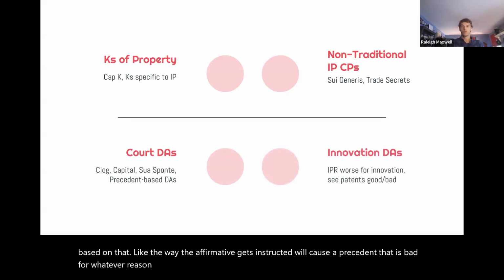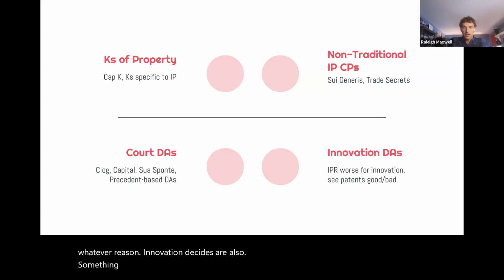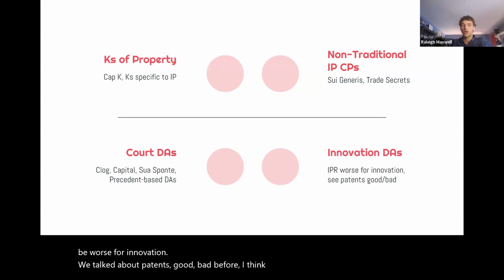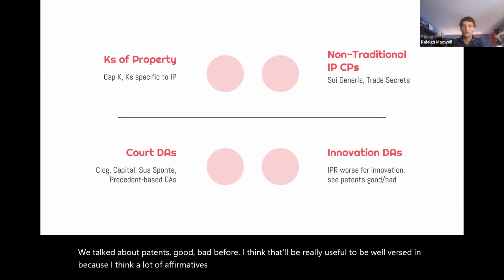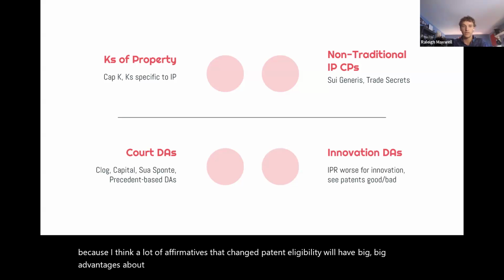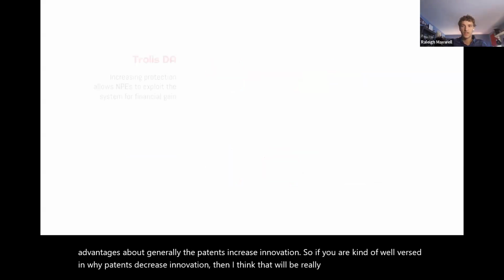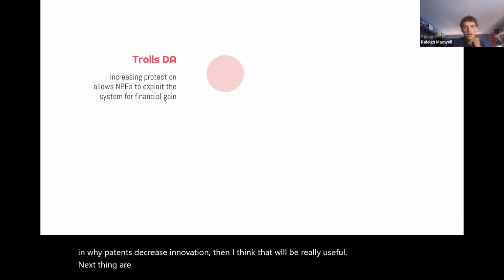Innovation disads are also something that will be a neg argument this year. There will be a lot of articles on why IPR might be worse for innovation. We talked about patents good, bad before. I think that'll be really useful to be well versed in, because a lot of affirmatives that change patent eligibility will have big advantages about how patents generally increase innovation. So if you are well versed in why patents decrease innovation, then I think that will be really useful.